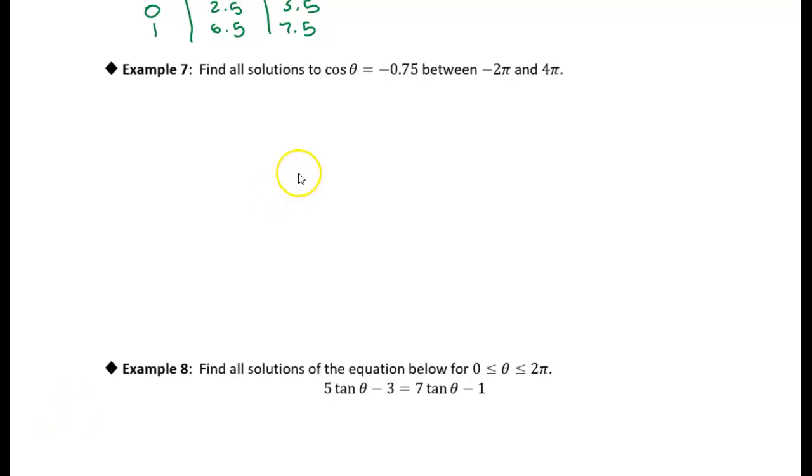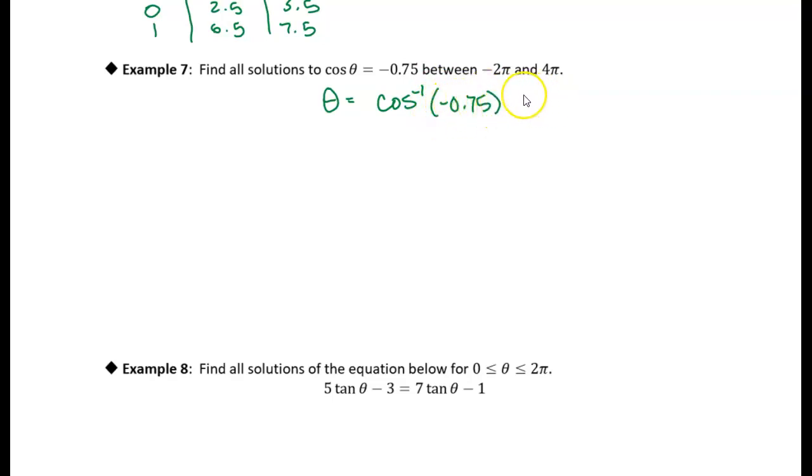In this example, we're asked to find the solutions to cosine theta equals negative 0.75 between negative 2 pi and positive 4 pi. Okay, so we want all those solutions. Now I know that I can find one of the solutions, right? One of the solutions to theta will be the inverse cosine of negative 0.75.